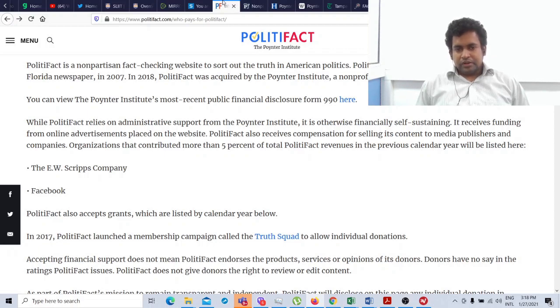So Facebook is not directly doing it, Twitter is not directly doing it. They are doing it in a roundabout way by using these so-called fact-checking organizations. Now one might say, okay, these are private corporations, Facebook, Twitter. If you are not happy with how they do business, you can always go for an alternative.